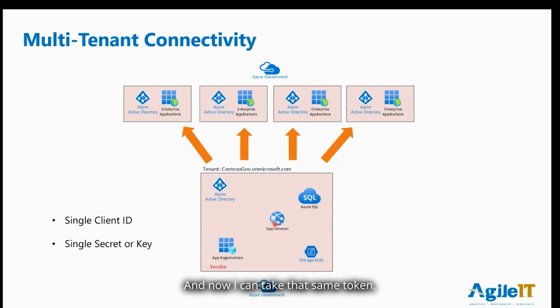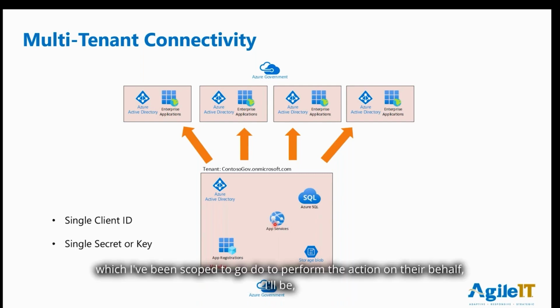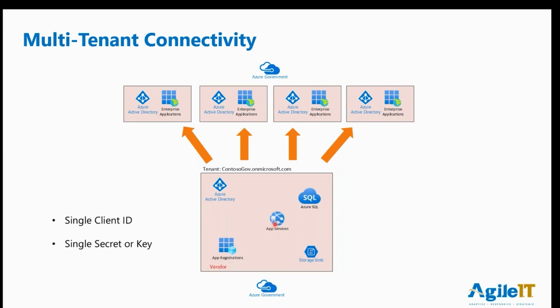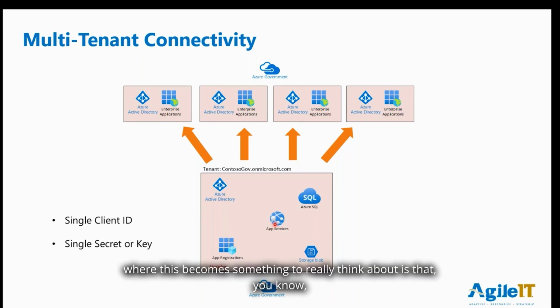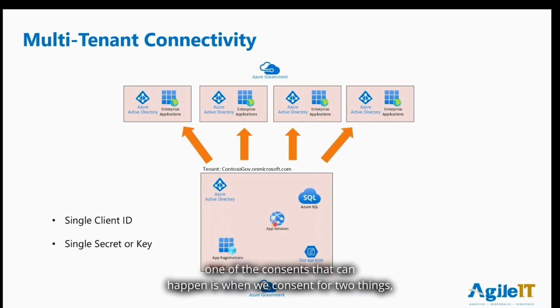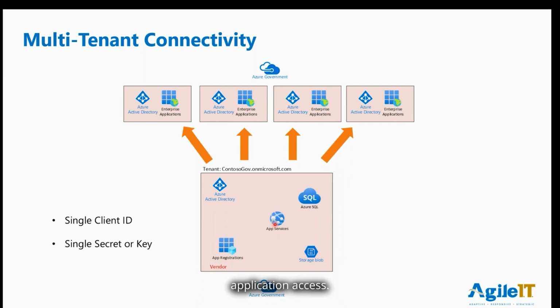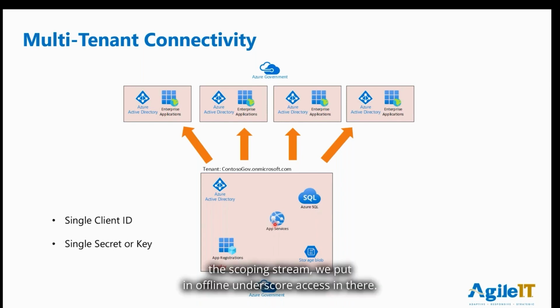And now I can take that same token, and if I need to then pass that to the Graph, which I've been scoped to go do, to perform the action on their behalf, I'll be allowed to do that. Where this becomes tricky, where this becomes something to really think about, is that one of the consents that can happen is when we consent for two things: application access, and in that same consent, when we provide the scope string, we put in offline_access in there.